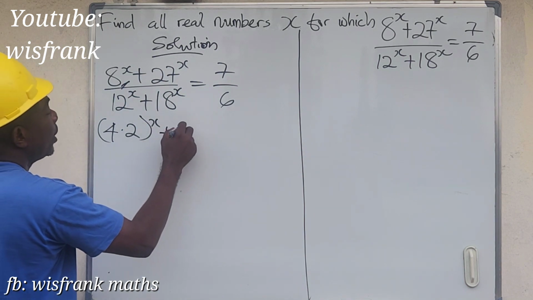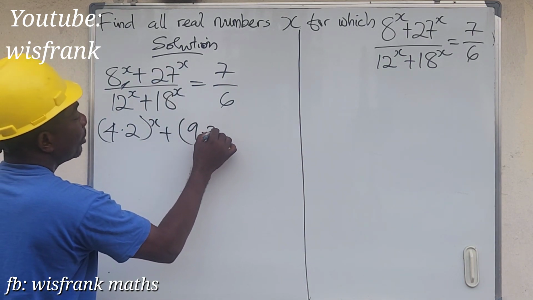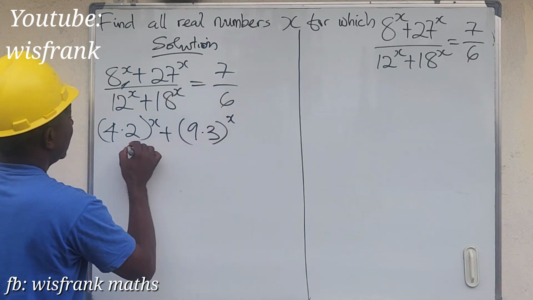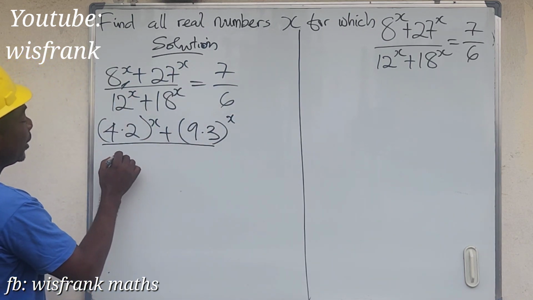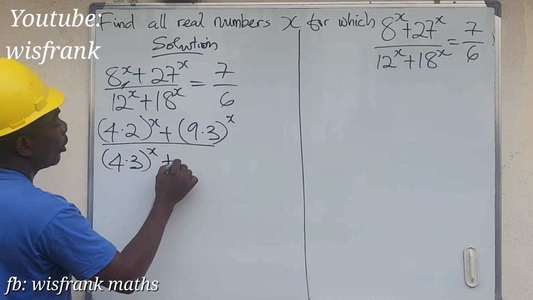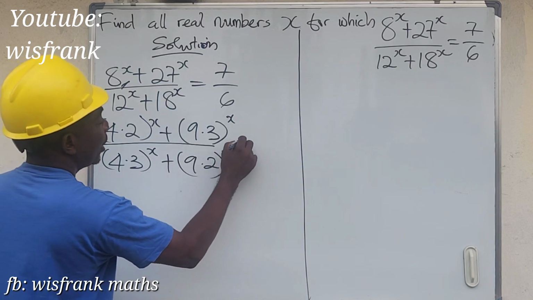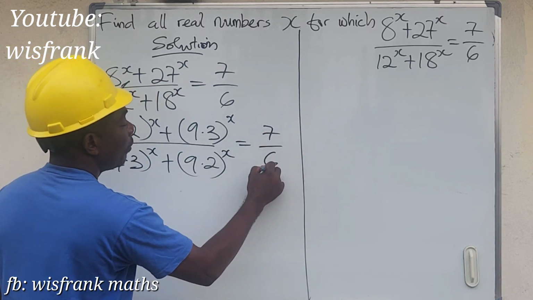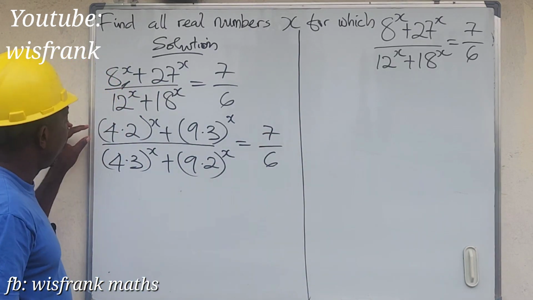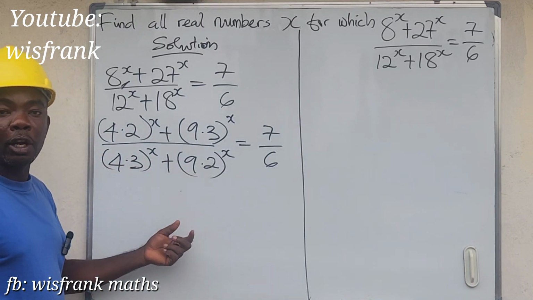So in the place of 27, we have here (9 times 3) all raised to the power of x, all over 12, which is the same thing as (4 times 3) all raised to the power of x. Then plus 18. 18 is (9 times 2) all raised to the power of x equals 7/6. We can further break this down. So 4 here is 2 to the power of 2. 9 is 3 to the power of 2.